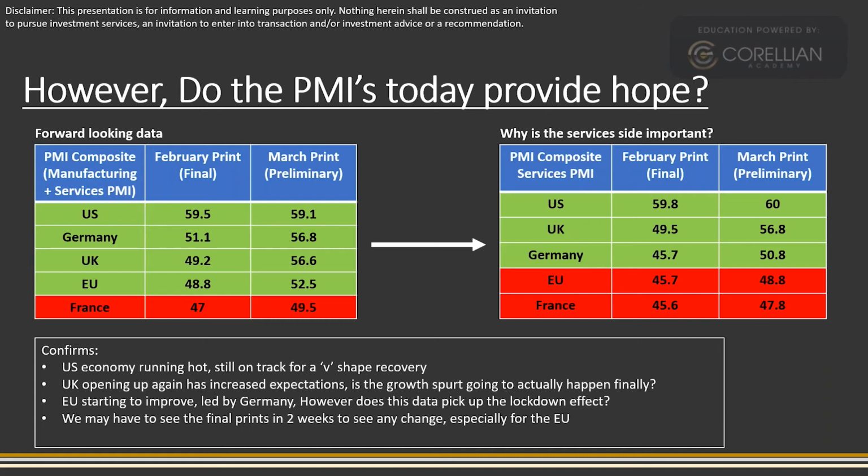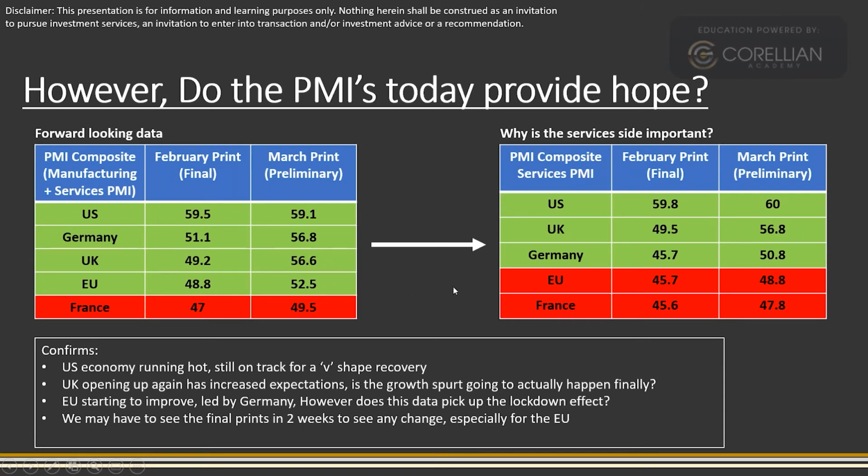If we look at the composite, which is the balance between manufacturing and services on the left here, you can see the US way out in front still, but Germany's picked up significantly. So this move up in Germany is important because services were part of that as well. UK, very good numbers again, moving up the scale. France still disappointing down there.